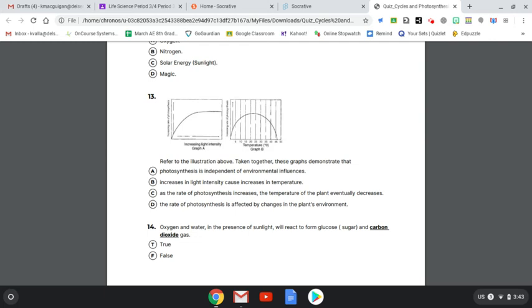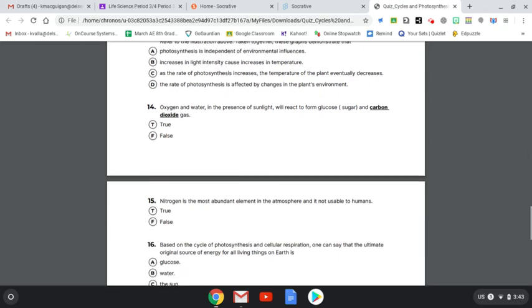A, taken together, these graphs demonstrate that photosynthesis is independent of environmental influences. B, increases in light intensity causes increase in temperature. C, as the rate of photosynthesis increases, the temperature of a plant eventually decreases. And D, the rate of photosynthesis is affected by changes in the plant's environment.